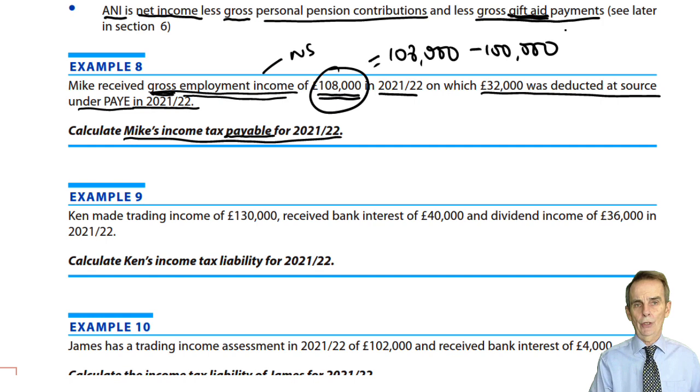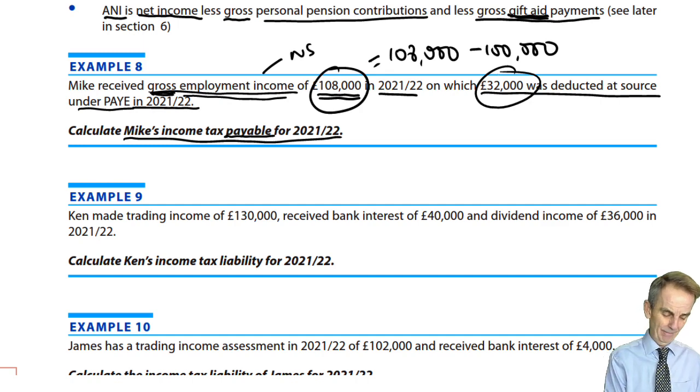Take it away, get taxable income. It's all non-savings income. You know what the tax rates are. Apply those rates to your taxable income, work out the tax liability, then take away the 32,000 to give you tax payable. So, over to you guys. Pause now and have a little go at that, please.